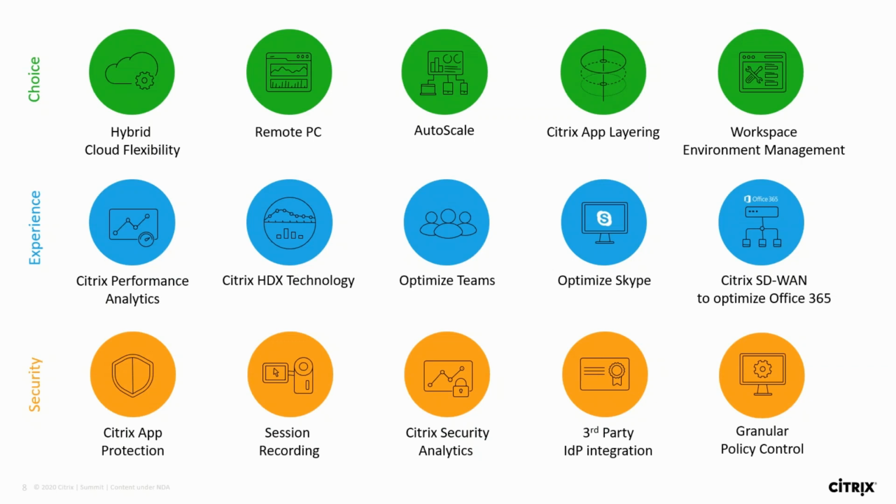We're going to talk about Teams optimization in a bigger way because it's been something we've been asked about a lot. We obviously have optimization for Skype, and we optimize Citrix SD-WAN for Office 365. From a security perspective, we have our Citrix app protection policies. We have session recording. We have security analytics. We have a lot of third-party integrations, and that list is growing all the time. We now have Google IDP in Tech Preview. We've got Okta, which is GA. We have Azure and MFA, and more coming all the time, as well as granular access control.